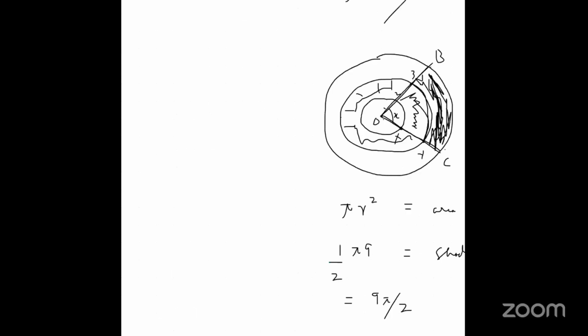So x over 360 degrees is the portion we have right now, times the area of the whole big circle, which is pi times 3 squared. That will give you the area of the big sector from OB and OC. And then you subtract off the same part, which is x over 360 times pi times 2 squared. So you subtract this part off.